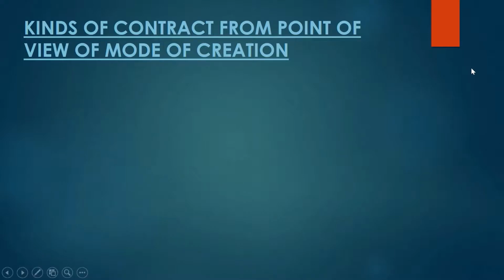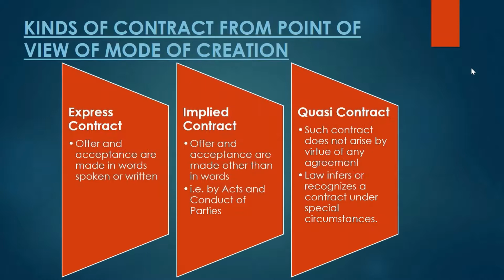Now coming on to types of contracts from the point of view of mode of creation. There can be three types of contracts from the point of view of mode of creation. The first one is express contract. Express contracts are the contracts where the offer and acceptance are made in writing or verbally. So all written contracts are express contracts. All verbal contracts are express contracts. For example, Mr. A tells Mr. B that he will sell his car to him for 50,000 rupees. Mr. B says yes. It is again an express contract, as parties verbally agreed to do something, right?